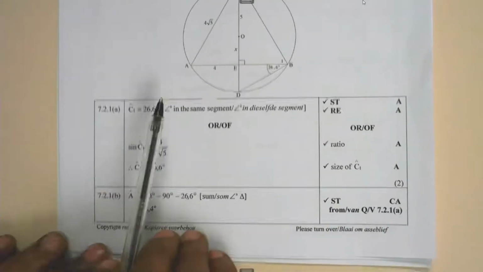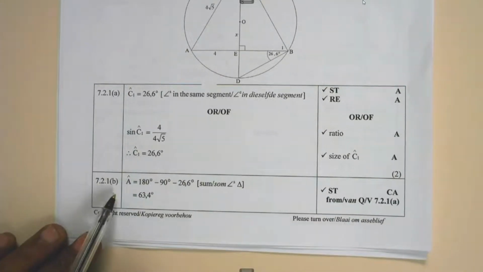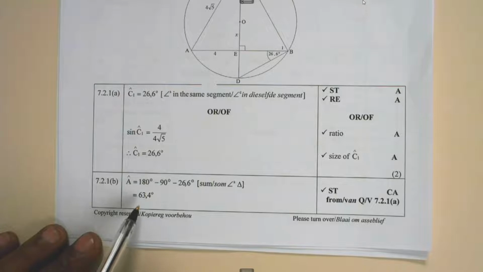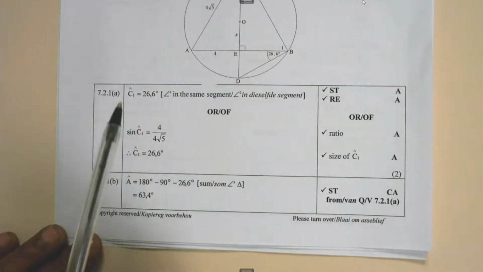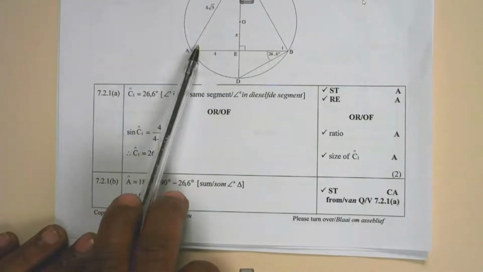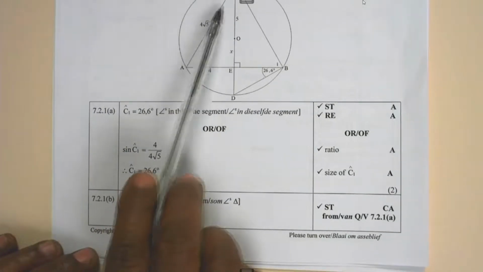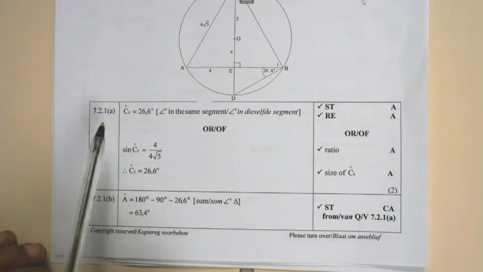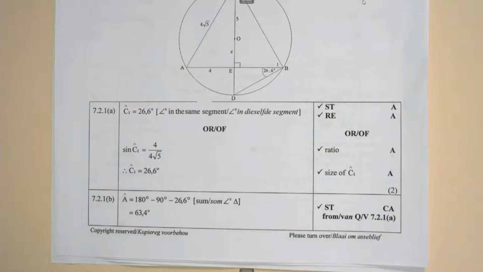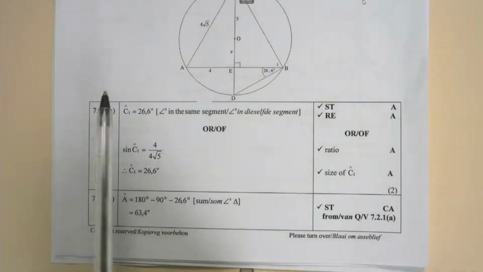Now colleagues, if we look at number B, 7.2.1b, here we are looking for angle A, this angle. So if learners have already found C1 to be 26,6 degrees, it means now it would be easy for them to say, let's look for angle A.